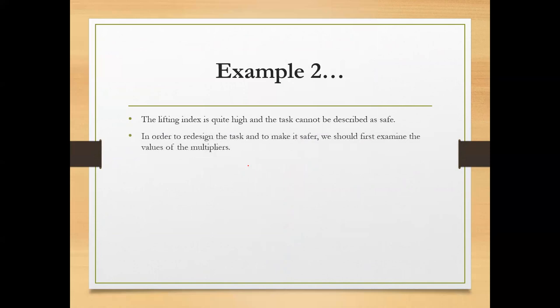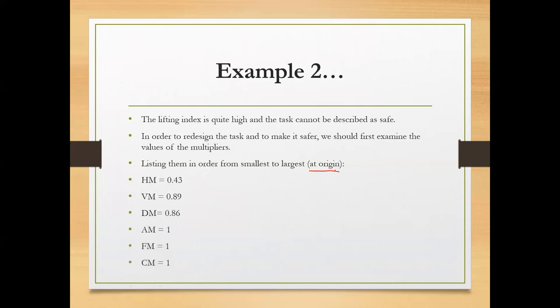So in order to redesign the task and to make it safer, we should first examine the values of the multipliers and list them in order from smallest to largest. I hope you remember that the ideal value of these multipliers is 1. The smaller the value is, the more it is contributing to the risk of back injury. So first we list these multipliers in ascending order at destination. The smallest was the horizontal multiplier 0.43, then VM 0.89, DM 0.86, and so on.